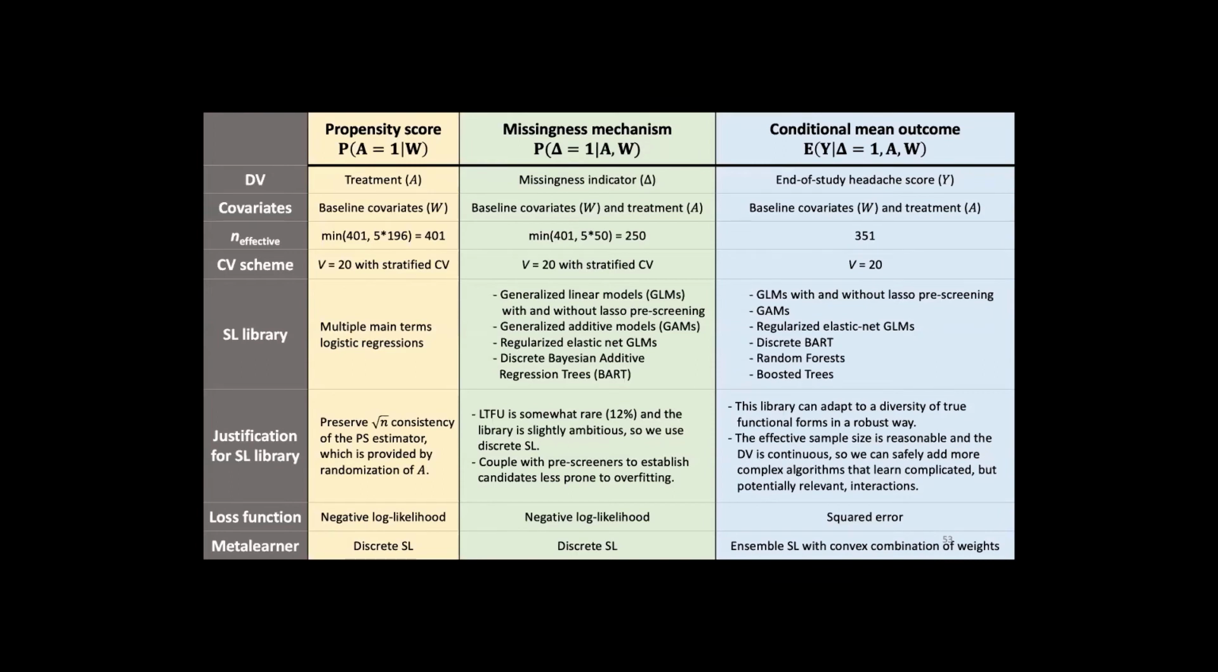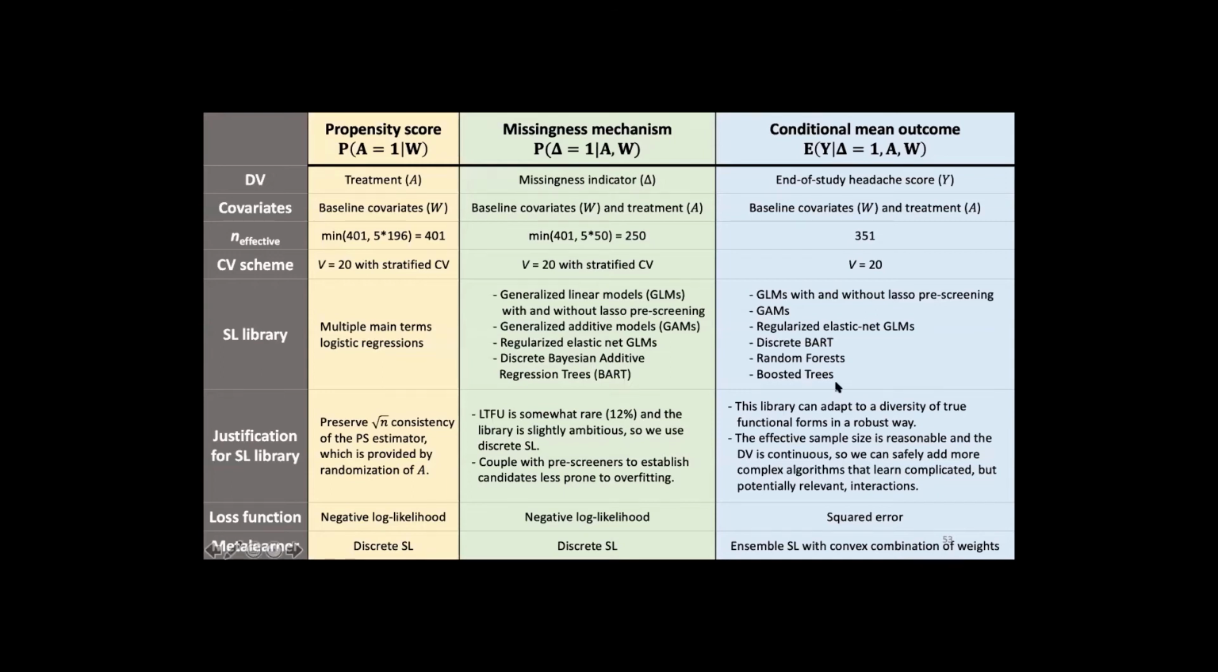Okay. For the conditional mean outcome, our effective sample size is 351, since that's the number of samples that we observed. We use V equals 20, and similar algorithms to those we specified for the missingness mechanism, except we also included random forest and XGBoost, or just a boosted trees implementation.